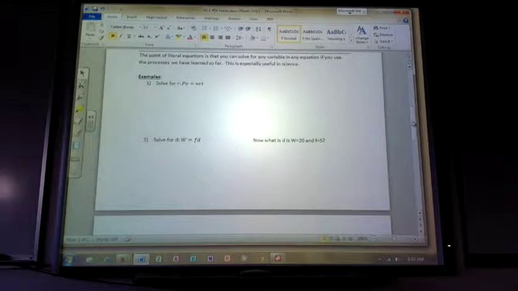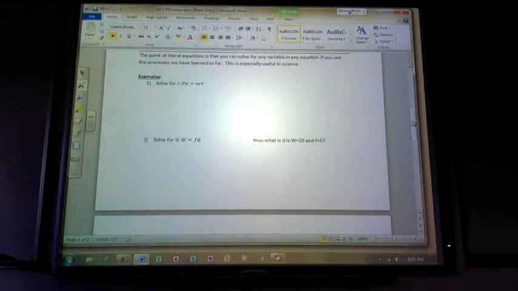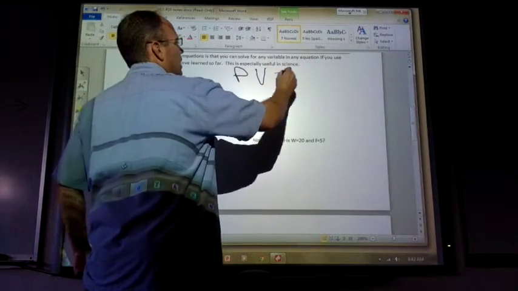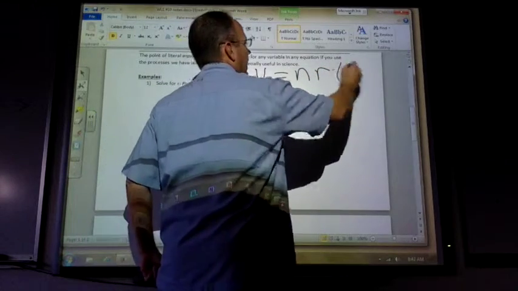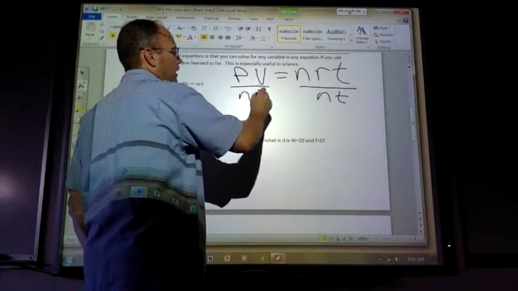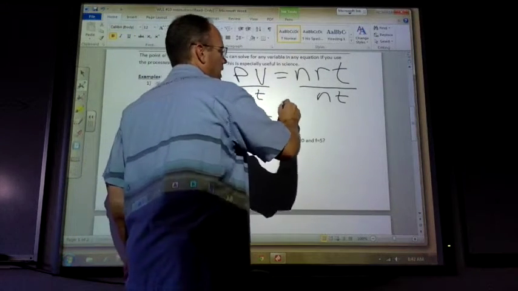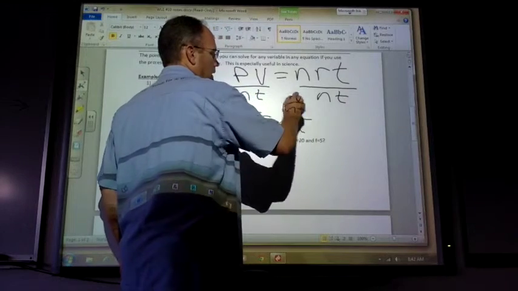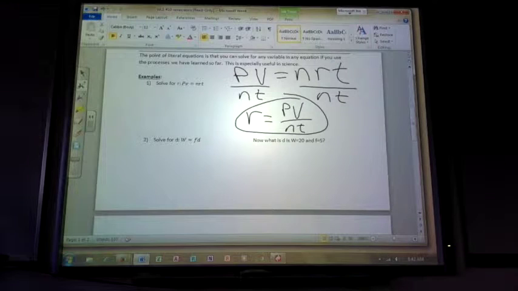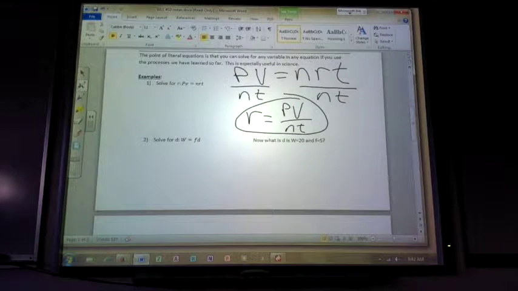I want to get R all by itself. So R is over on that right side, and n and T are being multiplied. So what should I divide both sides by to get R all alone? n and T. So I have PV equals nRT. I want R alone, so if I'm going to divide this side by nT, what I do to one side, I have to do to the other. So I find that R is equal to PV over nT. And guys and girls, that is a skill. If you learn how to do that, physics becomes real easy. I'm telling you, it's great.